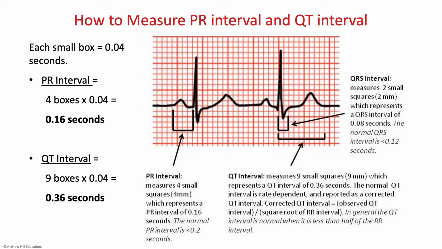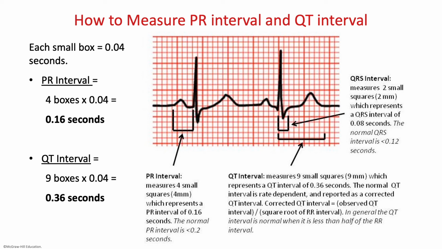In this example, there are about 4 squares or 4 millimeters, which represents the PR interval. If each box is 0.04 seconds, you take 4 boxes, which is the length from the P wave to the R wave, times 0.04 seconds per box, and you get 0.16 seconds for this PR interval. And that's normal. The normal PR interval is less than 0.2 seconds.